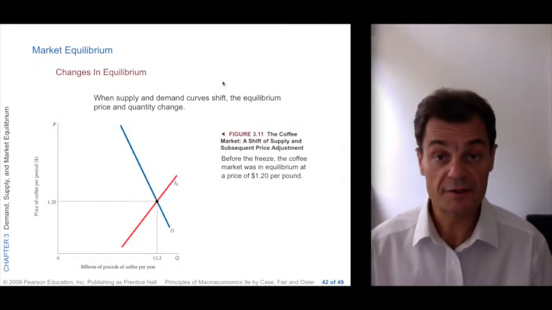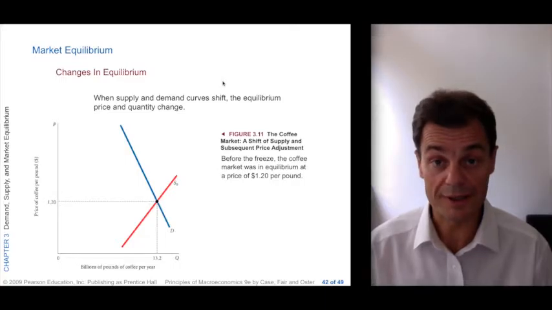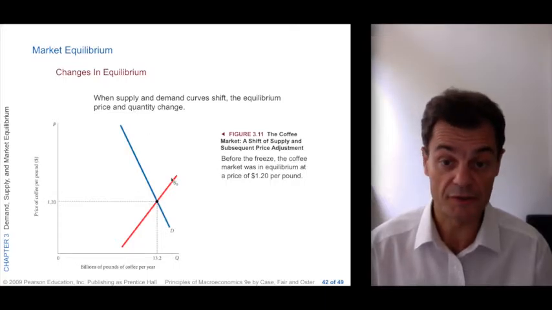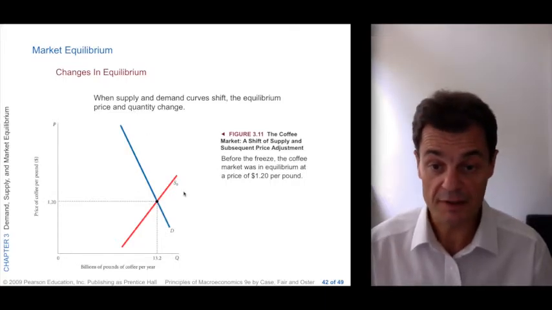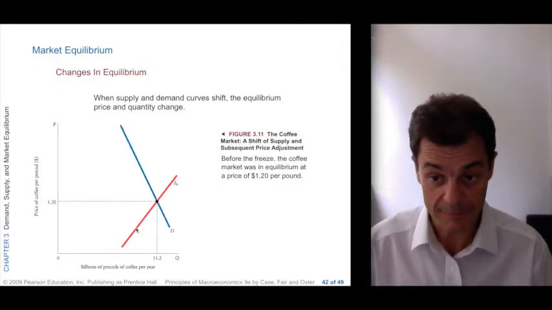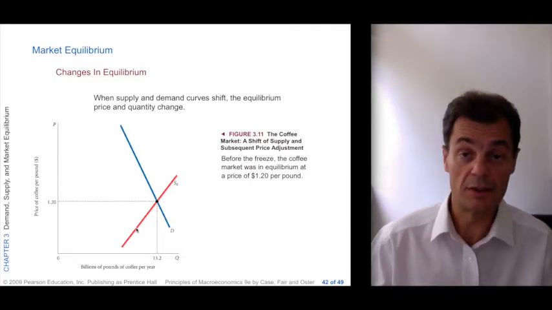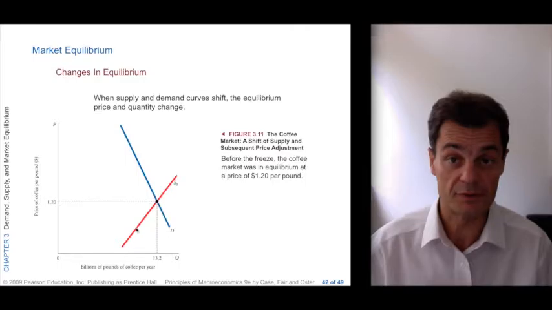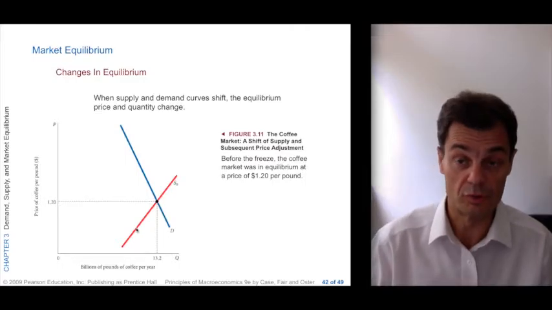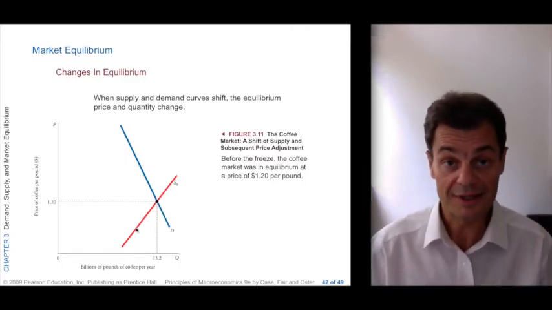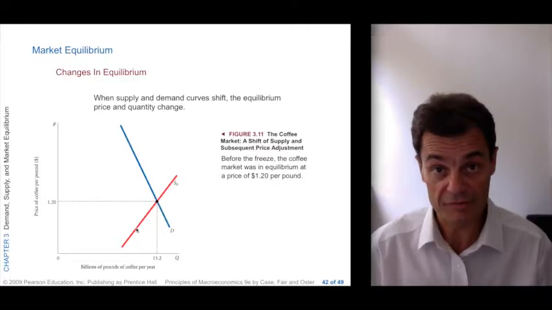Changes in equilibrium can happen when supply and demand curves shift. Then the equilibrium between price and quantity changes. Let's see an example in the coffee market, where the shift of supply, the red line here, due for instance to a freeze in the coffee producing countries, whereby the production of coffee would be reduced, sees a shift to the left of the supply curve.